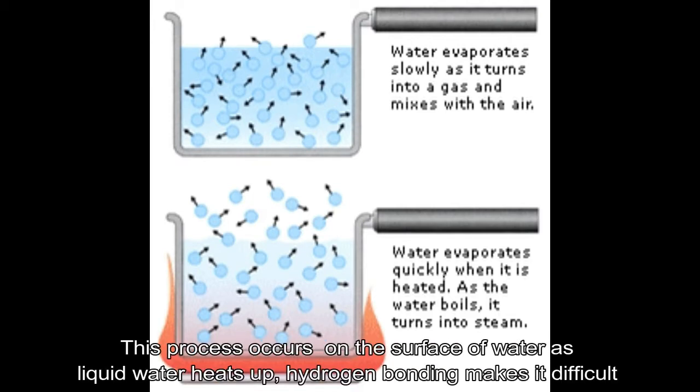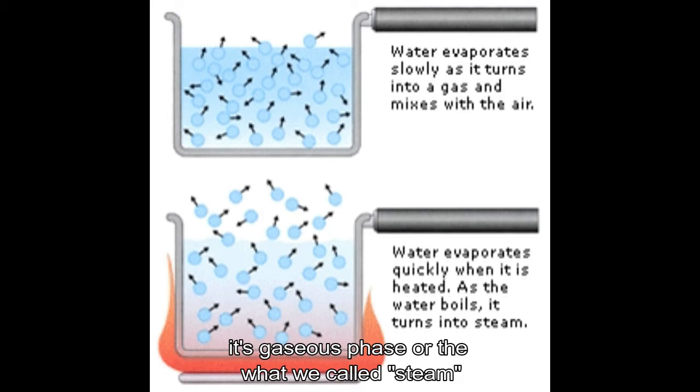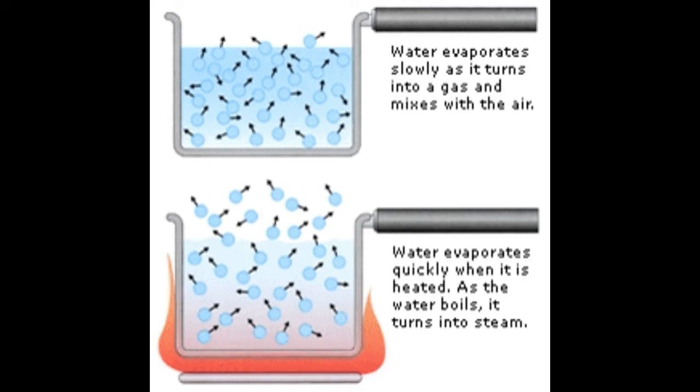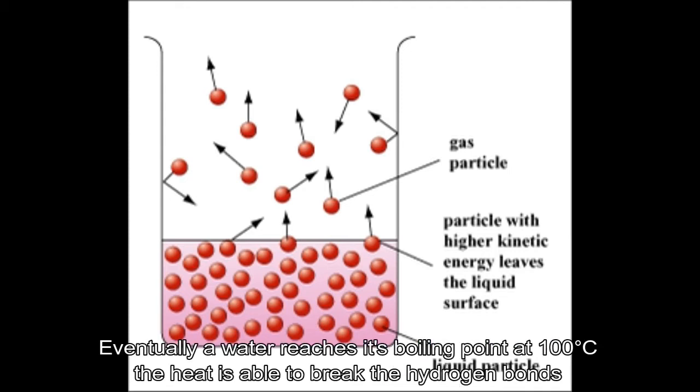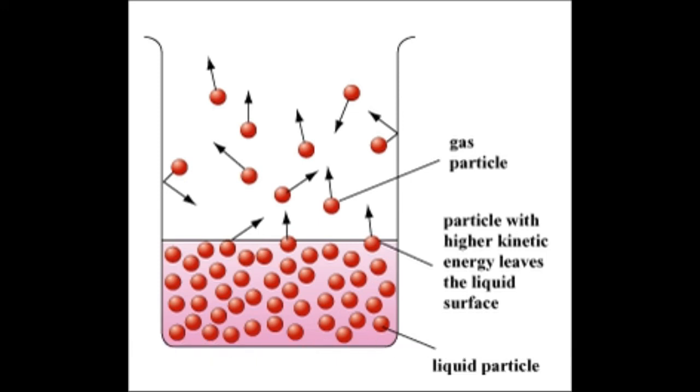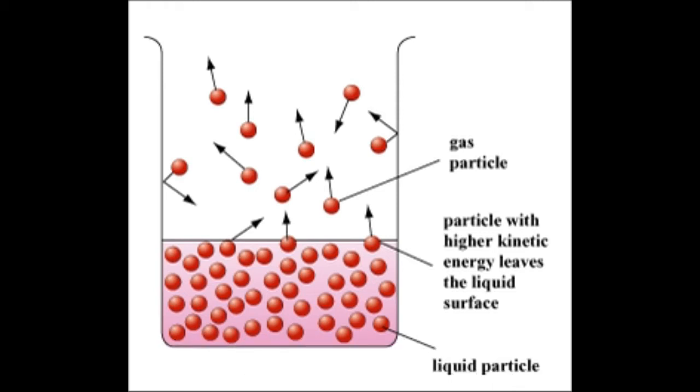This process occurs on the surface of water. As liquid water heats up, hydrogen bonding makes it difficult to separate the water molecules from each other, which is required for it to enter its gaseous phase, or what we call steam. As a result, water acts as a heat sink or heat reservoir and requires much more heat to boil than does another liquid. Eventually, water reaches its boiling point at 100 degrees Celsius. The heat is able to break the hydrogen bonds between the water molecules, and the kinetic energy allows them to escape from the liquid as a gas.